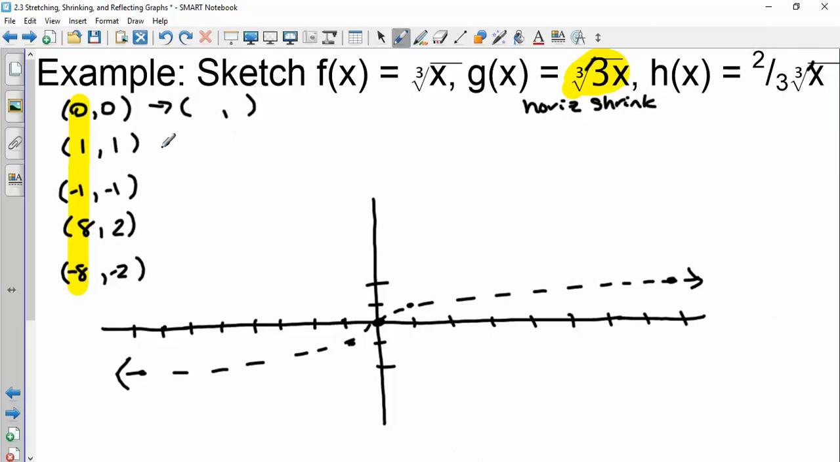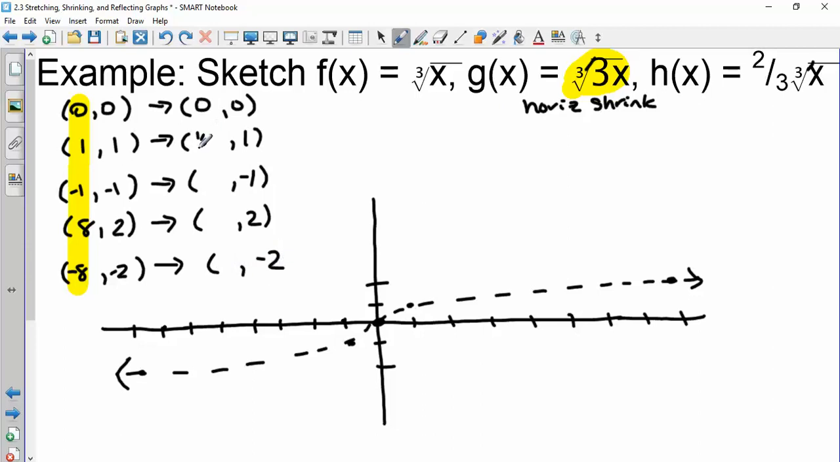So if we take our points, we are changing only the x. And to get your new point, all you have to do is divide the current x by 3. Okay, so 0 divided by 3 is still 0. 1 divided by 3 is 1/3. -1 divided by 3 is -1/3. 8 divided by 3 is 8/3. -8 divided by 3 is -8/3.